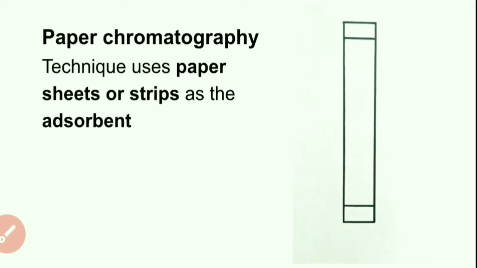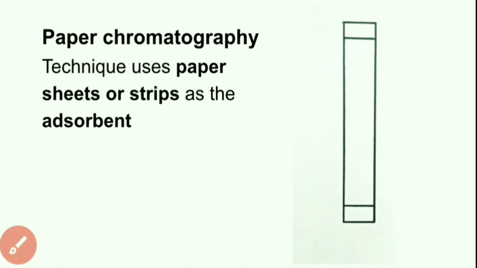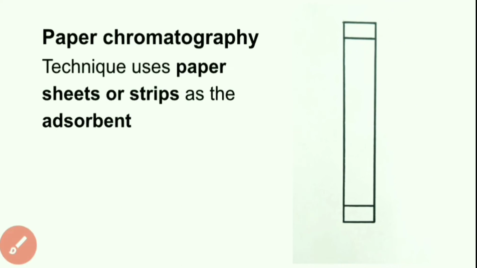Now coming to the simplest type of chromatography, which is also known as paper chromatography. It is called paper chromatography because it uses paper sheets or strips as the adsorbent, and over these paper strips the adsorption takes place. Now in this process a special type of paper is used which is known as chromatographic paper or Whatman filter paper. Sometimes we use ordinary filter paper as well.